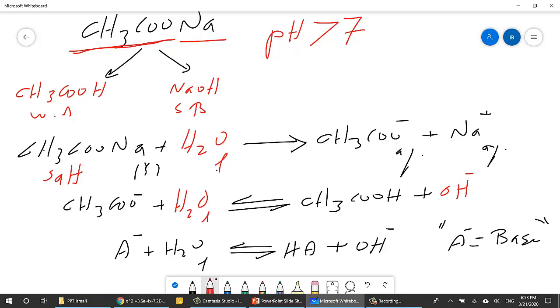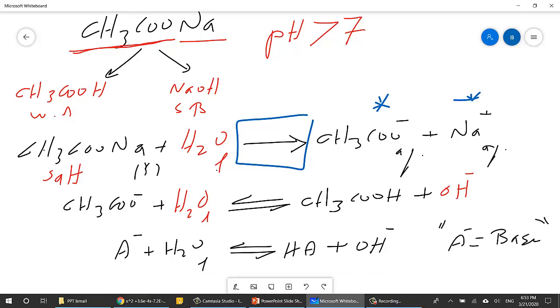That means when you put them in water, they're going to form CH3COO minus plus Na plus. This is not a situation like the weak acid. This is not a two-way arrow. This is a one-way arrow, okay? Because this is a salt, it's soluble in water. When you put it in the water, it's going to form this species and the Na plus species. Now let's take this species, the acetate, which is the one we are interested in.